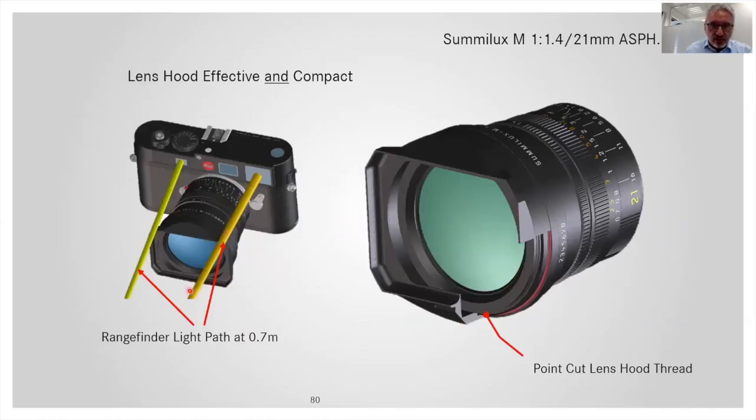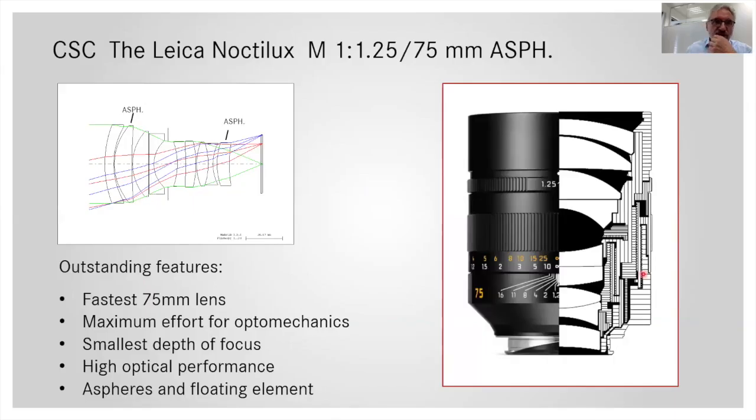And the second innovation was needed to have special lens hoods, because if we would use a round lens hood, we wouldn't be able to use the rangefinder. So we had to follow this concept, the point cut lens hood thread. This is an innovation done by Leica, and we filed a patent for that.